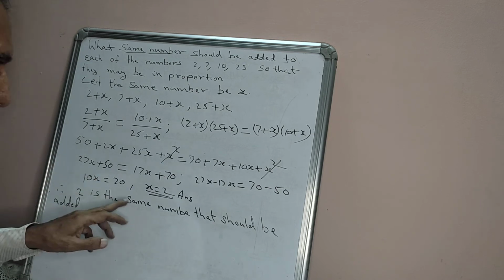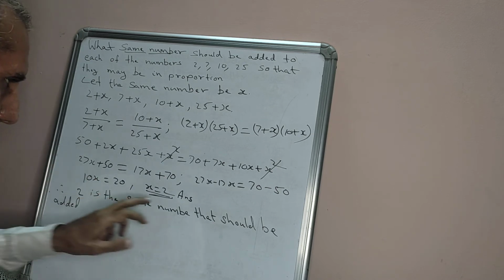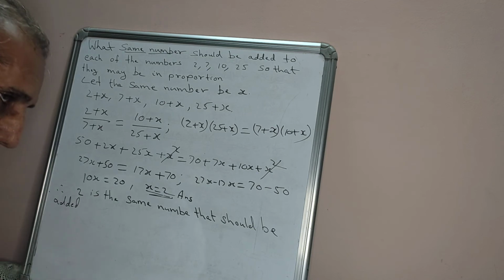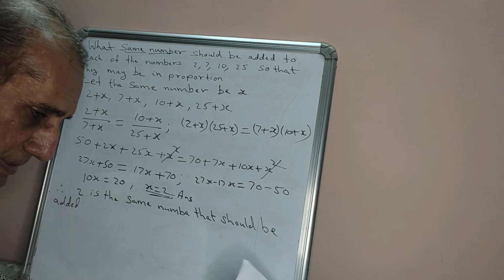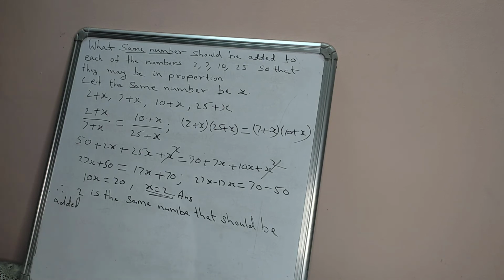So that they may be in proportion, right? So I got the answer is 2. Correct. Any doubts? Get back to me in the comment section. I'll explain you in detail.